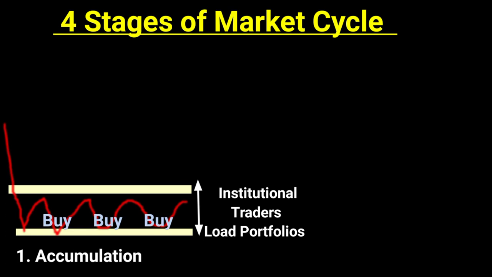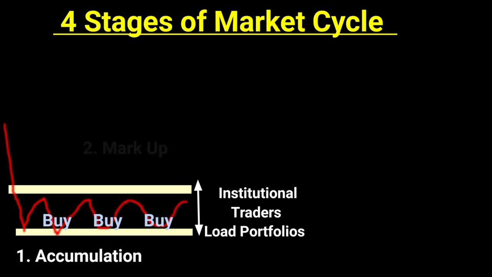So how do you know that a currency is being accumulated by institutional traders? You can identify this when you observe that price is unable to go below a certain price level in a downtrend. Rather, it starts moving in a range for an extended period of time. The result of this accumulation is a potential upward breakout.